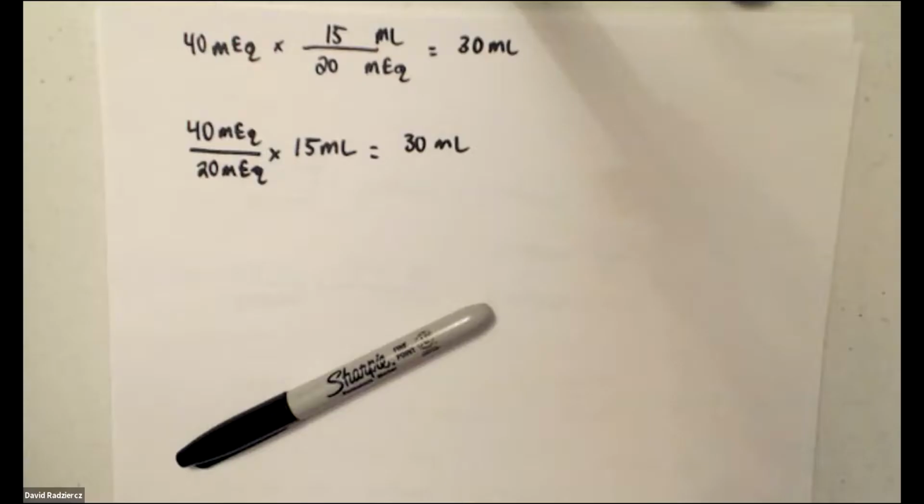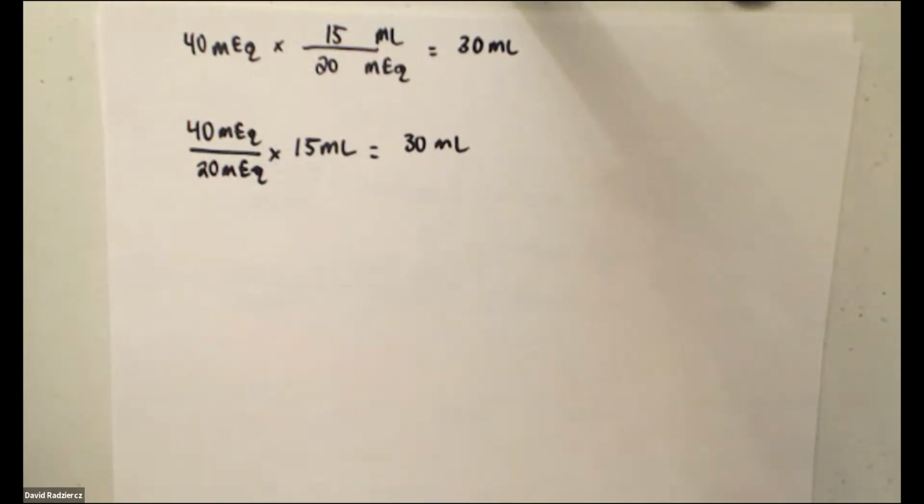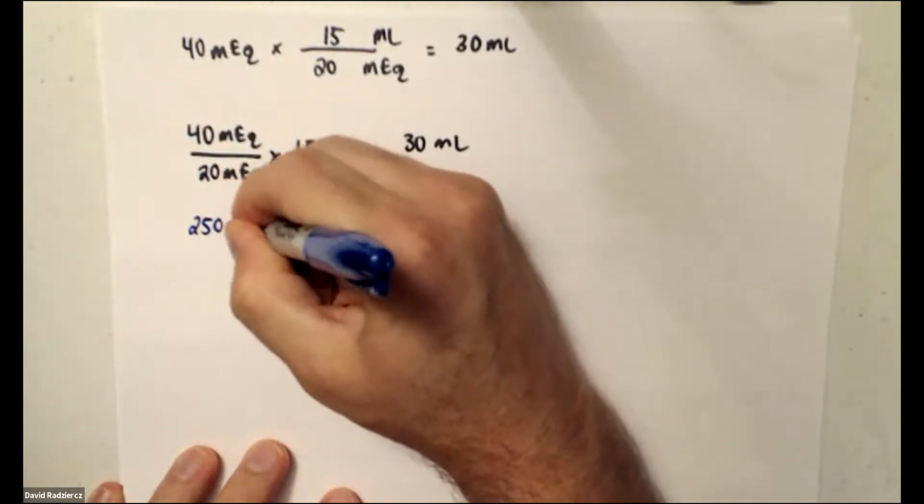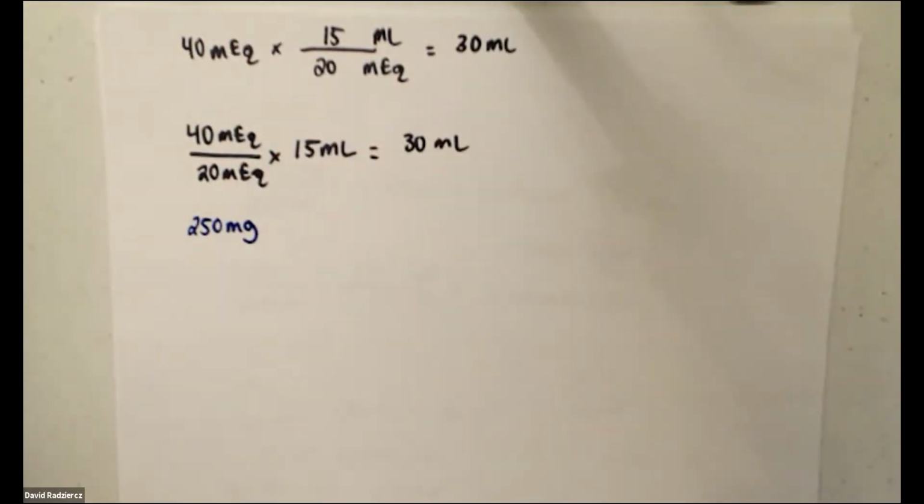So close out of that and open this up here. So what's my order? My order is 250 milligrams. And what do I have available? I have 125 milligrams per 5 milliliters.